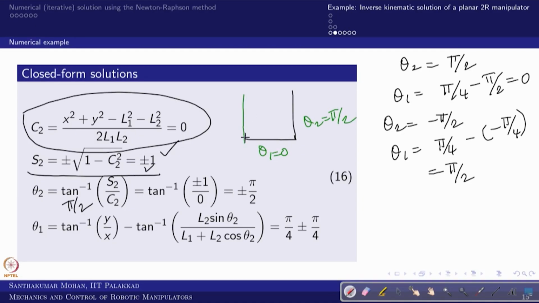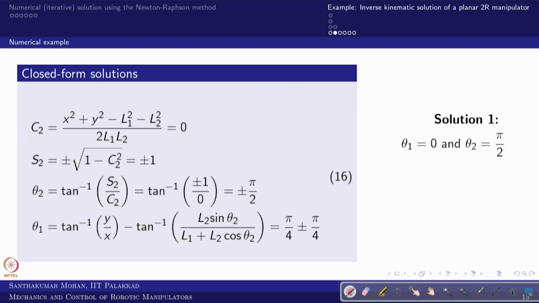So the other solution is this, so theta 1 is pi by 2 and theta 2 is minus pi by 2, right? So both the solutions we have obtained. So now we can actually see the same thing can be obtained on a numerical basis. So what that means? You can try to apply the algorithm which we have done, so that we can see. Okay, so these are the two solutions.